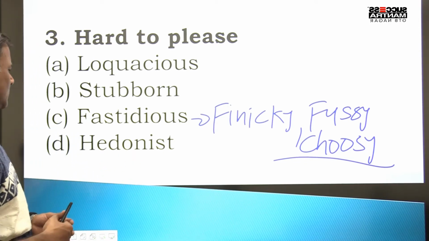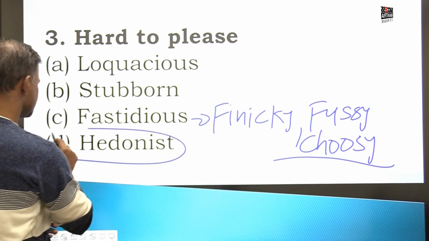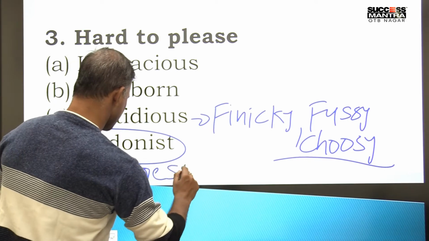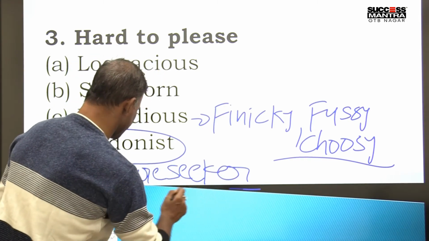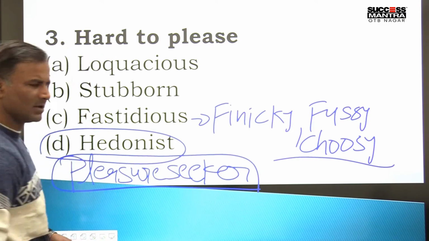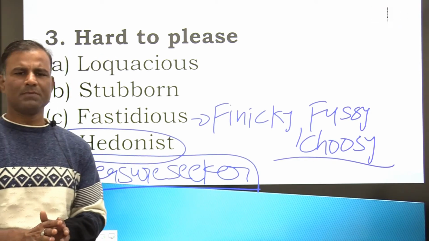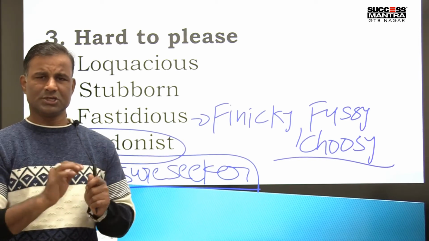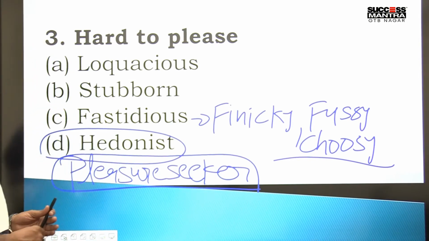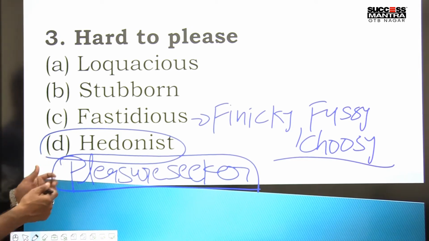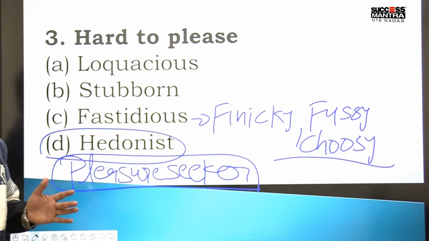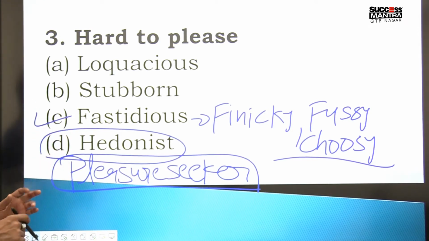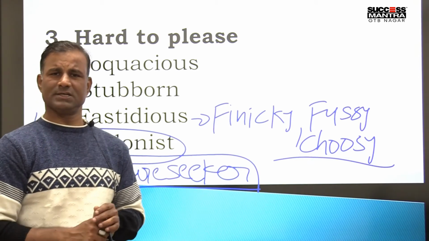Hedonist, guys, is the pleasure seeker. Hedonist is basically the pleasure seeker, one who believes that we are on the planet just to enjoy life. So that is called the hedonist. And fastidious is the one who is finicky. So hard to please is basically called fastidious, right?